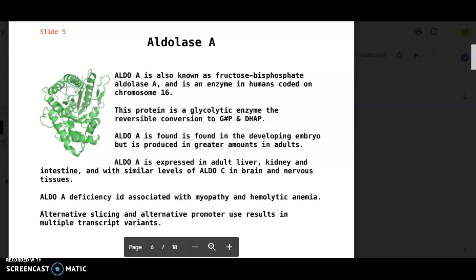Aldolase A is found in developing embryos and is produced in even greater amounts in adult muscles. Aldolase B is expressed in the adult liver, kidney, and intestines, and similar aldolase C levels are found in the brain and other nervous tissues. Aldolase A deficiency has been associated with myopathy and hemolytic anemia. Alternative splicing and alternative promoter usage result in multiple transcript variants. Related pseudogenes have been identified on chromosomes 3 and 10.